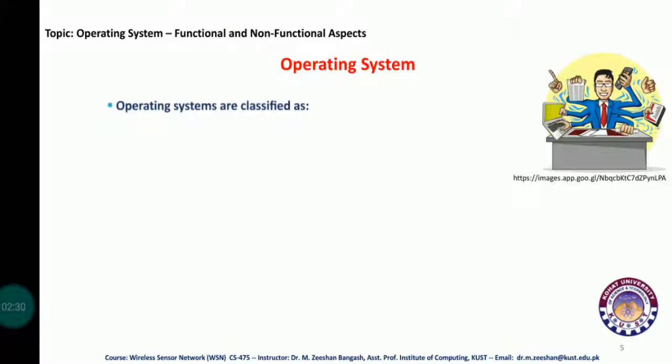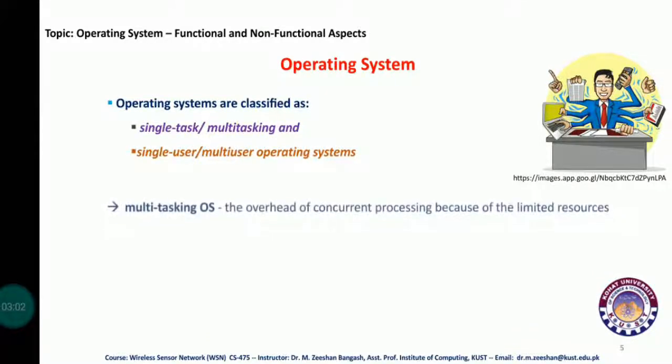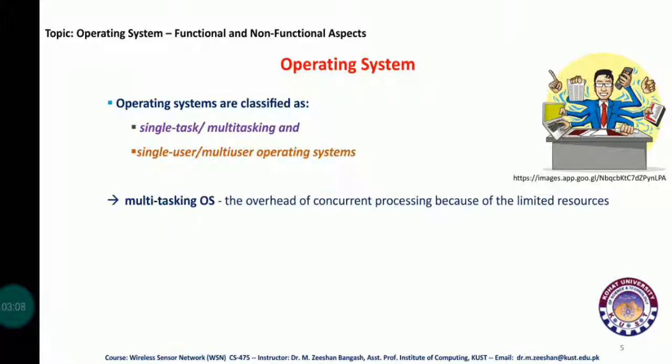Now, some concepts that we already know from the course of operating system, that the operating systems are classified as either a single task or a multitasking system, that whether it will be executing one task at one time, or it can be executing multiple tasks at the same time by doing context switching between different tasks, or it can be a single user, only one user can use this operating system, or in case of client server environment, a multi-user operating system. So multitasking actually creates an overhead, because the concurrent processing consumes resources, and for wireless sensor network we have very limited computation and memory resources. So the multitasking operating system at current stage may not be the choice for a wireless sensor network.